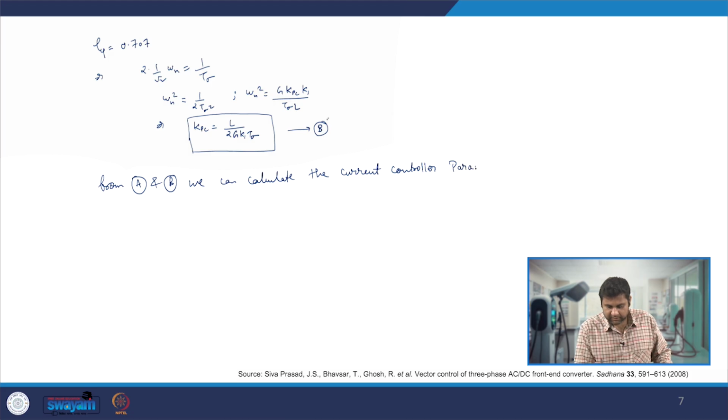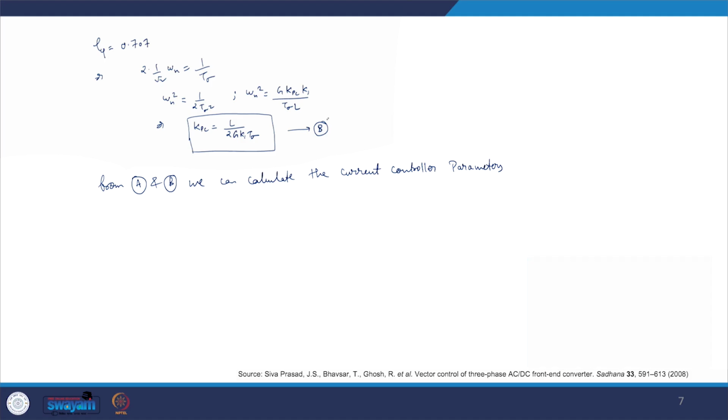That is how you can design your current controller. And since we can design our current controllers, we are able to do the inner ISD current loop control and the ISQ current loop control. Now after this, let us do the voltage control loop.